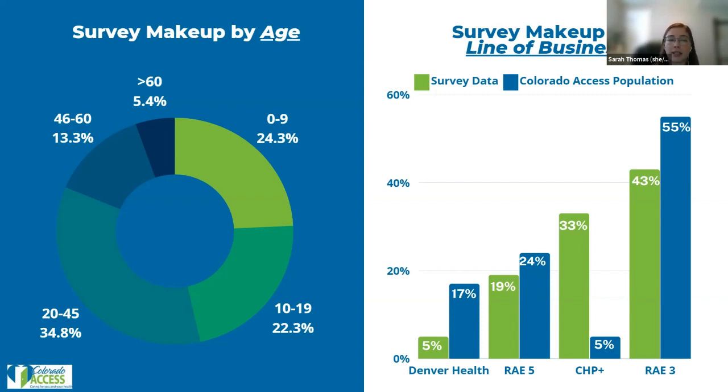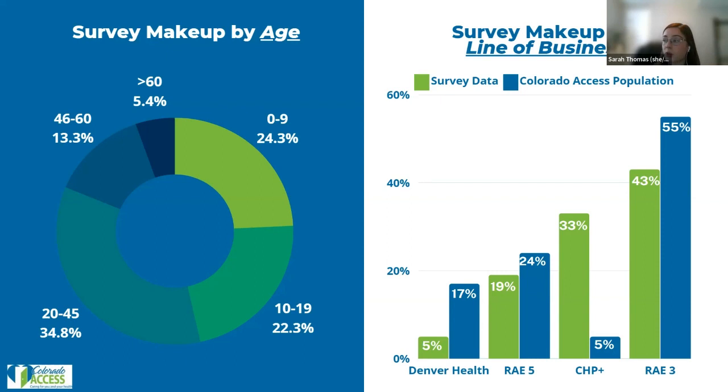And then diving into that line of business survey makeup, our survey data showed that Rae 3 was the highest representation, which also reflects our Colorado Access member demographics, as over half of our membership is Rae 3, or Region 3. CHIP had the second highest response rate at 33%. And it's interesting because only 5% of our membership is CHIP. However, we discussed this internally and believe that parents are much more likely to be calling in for their children with questions. And so this likely contributes to that overrepresentation.